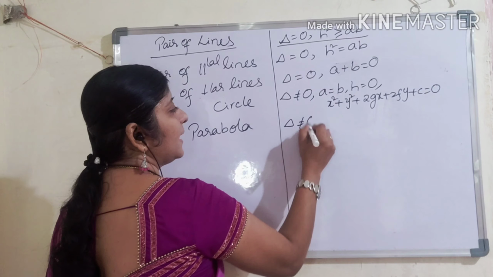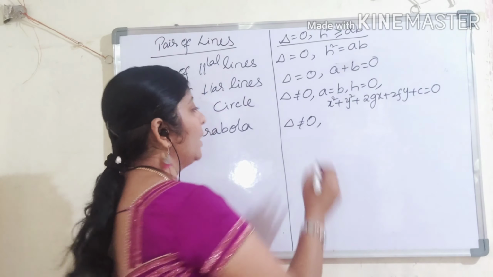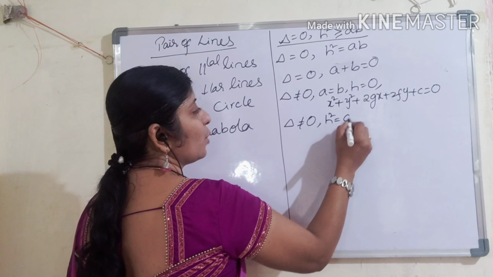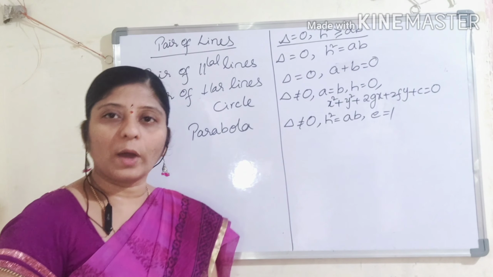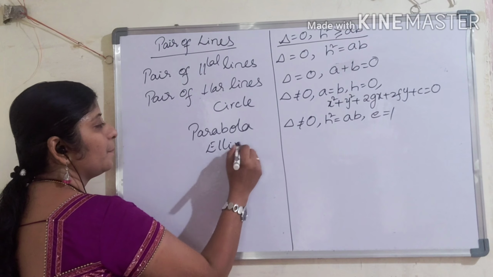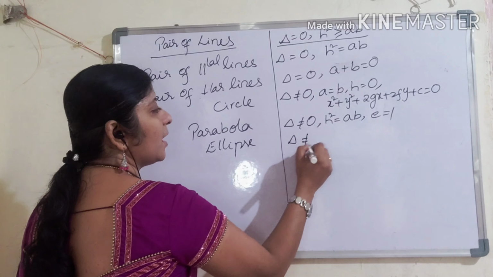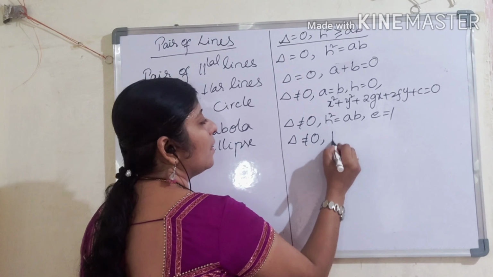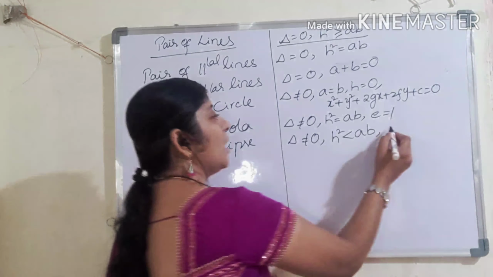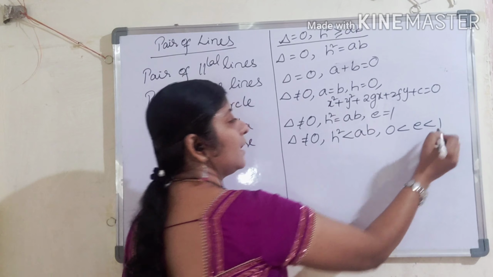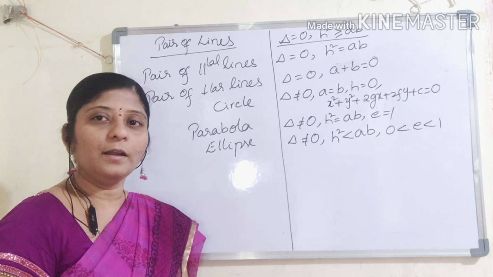Here also it is delta not equal to 0. Here we have the conditions h square is equal to AB and eccentricity E is equal to 1. And for ellipse, we get delta not equal to 0 and h square less than AB. And also we have the condition for eccentricity lies in between 0 and 1.